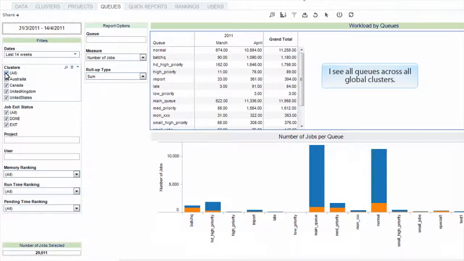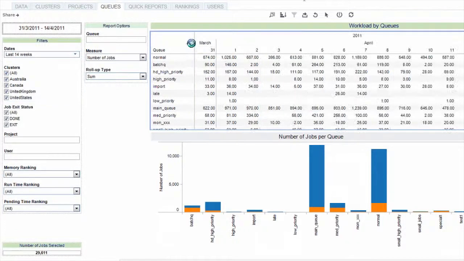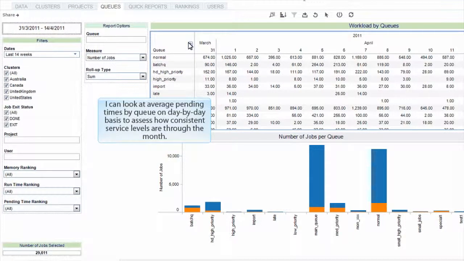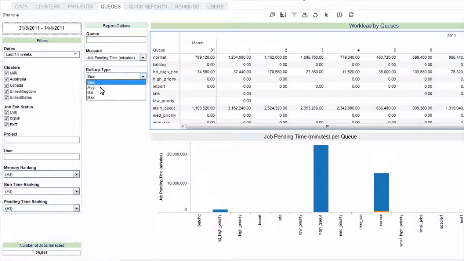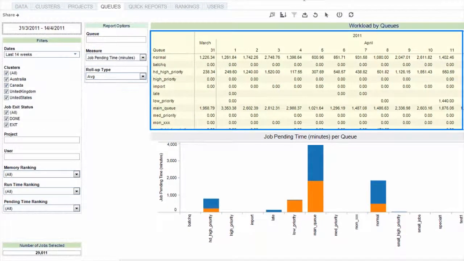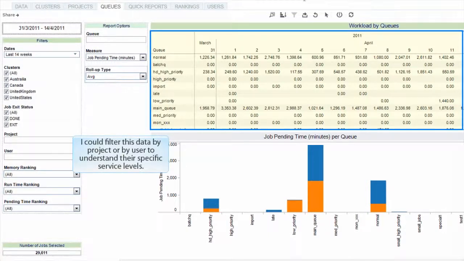Now I see all queues across all clusters globally rather than just the UK cluster. I might want to drill into the months of March and April and look at jobs submitted by day to each queue. I can look at average pending times for each day to assess how consistent service levels are to users through the month. Now I see average job pending time by day for each queue. I could filter this data for any individual user or project to get a fuller understanding of their specific service levels.